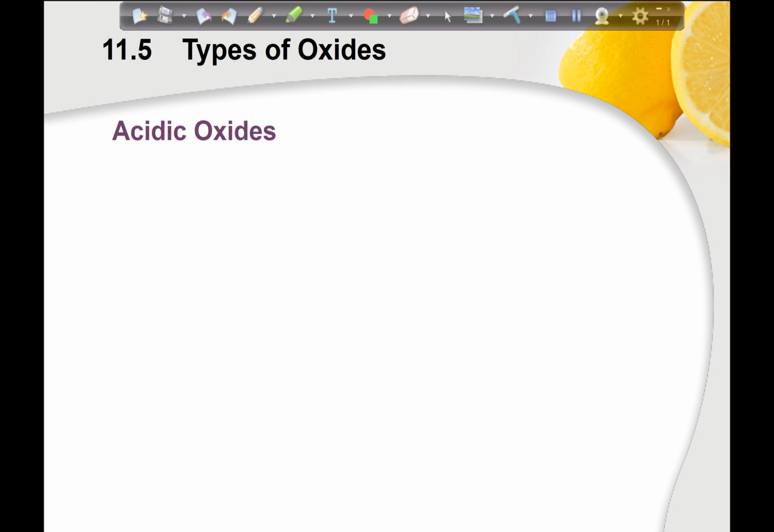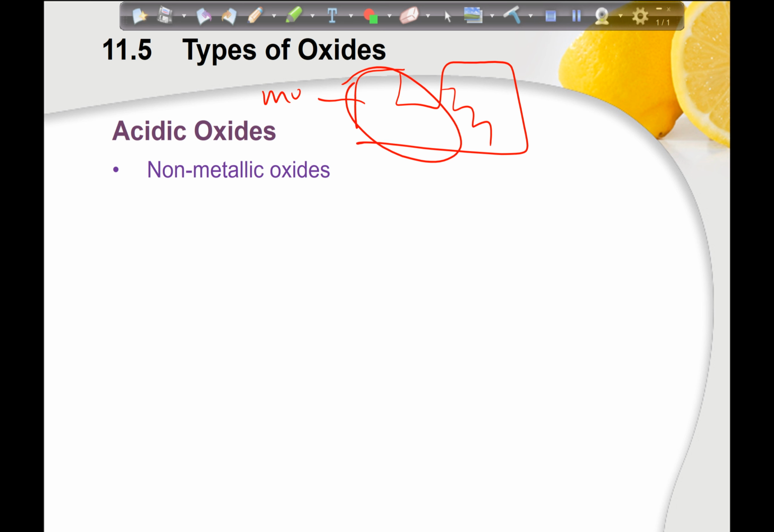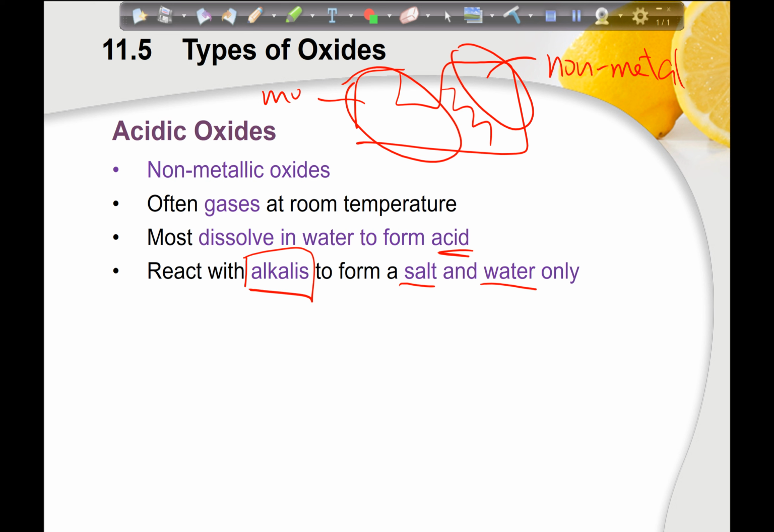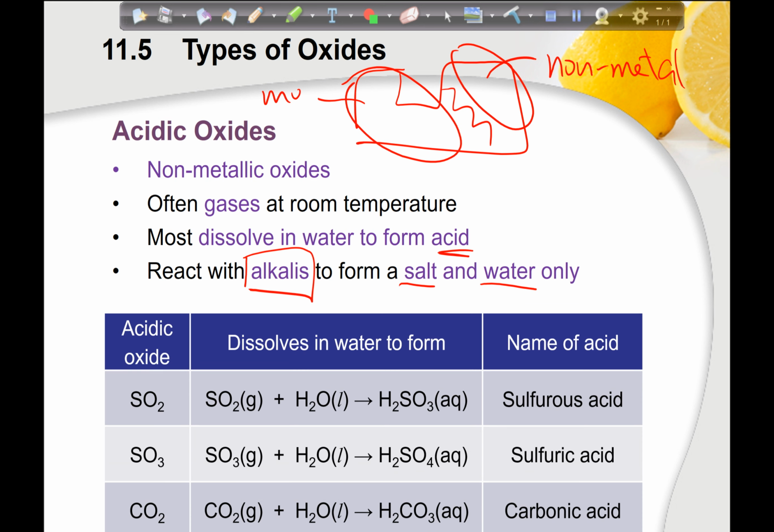Now moving on, this is acidic oxide. We have learned that basic oxides are metal oxides. Acidic oxides are known as non-metal oxides. Usually they are gases at room temperature and they dissolve in water to form acid. Acidic oxide has acidic property, so they can react with alkali to form salt and water only. Some typical examples are SO2, SO3 and CO2.